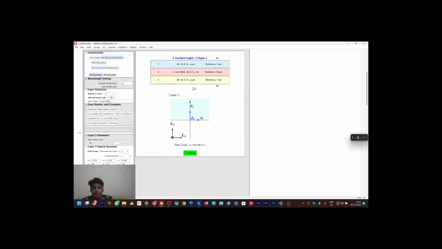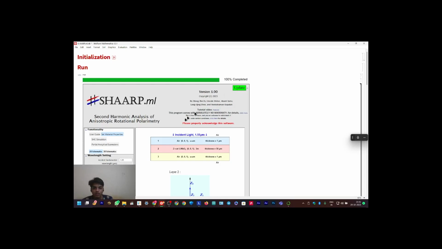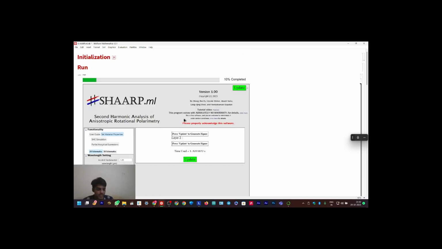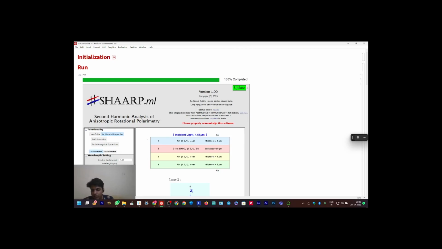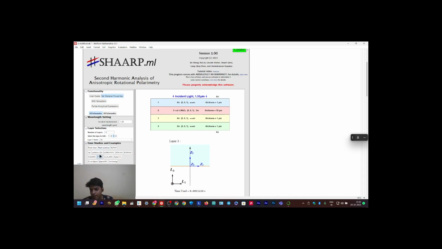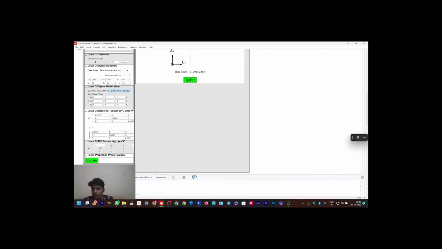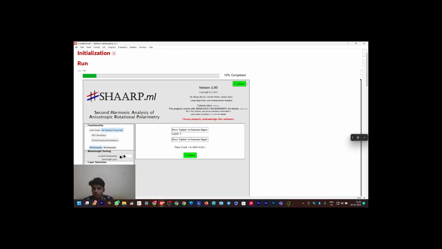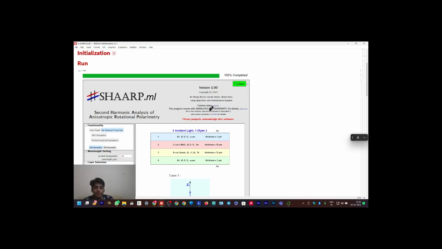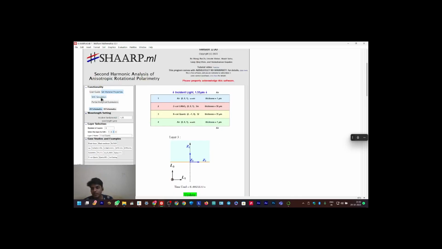Setting material properties, adding one more layer, updating it. Mathematica taking its time. Introducing the third layer, lagging shift, setting the thickness to 35 micrometer, using crystal physics direction in this one, updating the values. All good. SHG simulation.